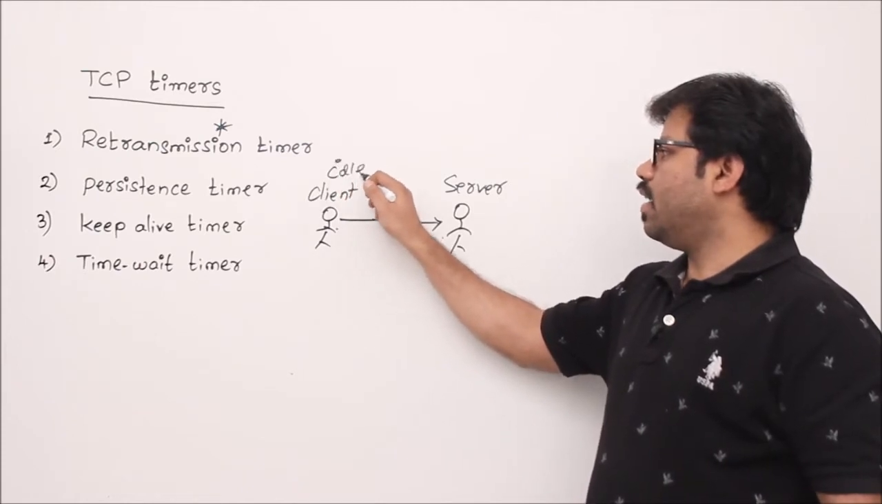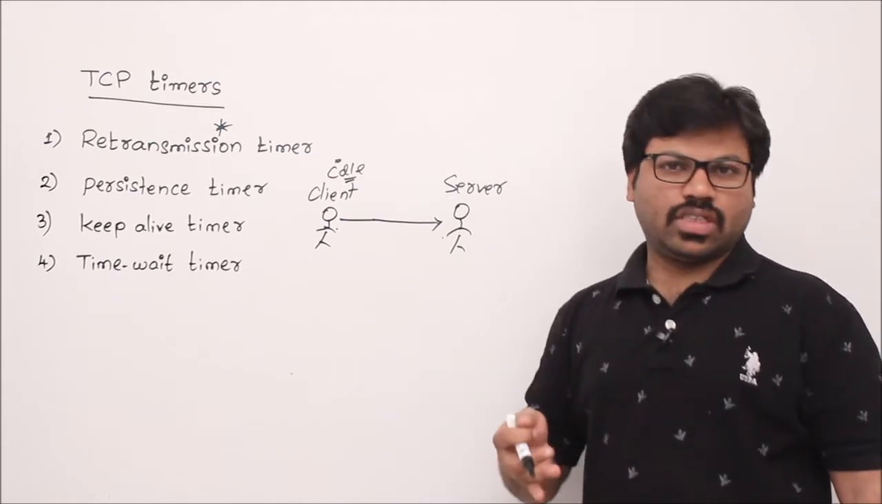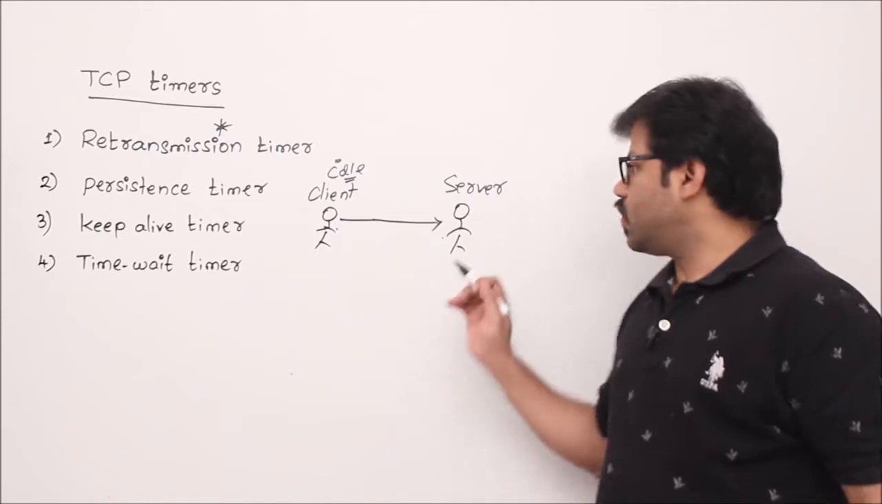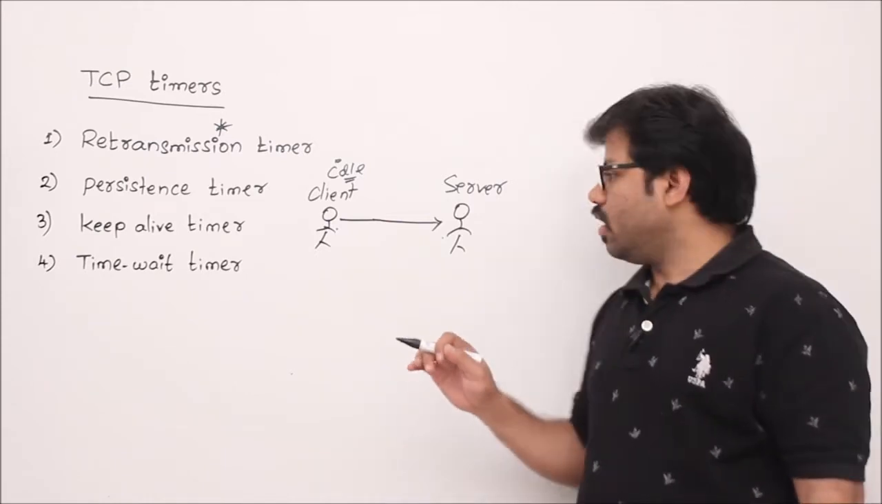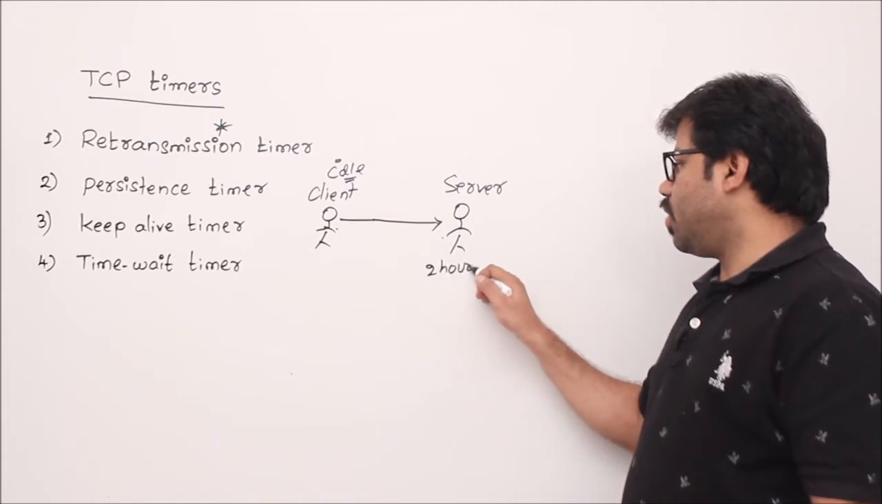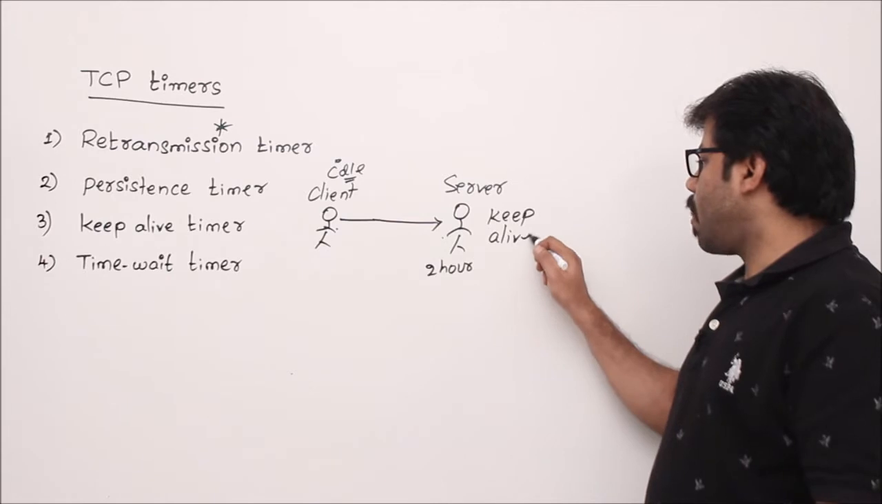If the client is idle for a lot of time, then the server is unnecessarily wasting its resources. Maintaining the connection takes some buffers and so on, right? That's why the server is afraid of that. So usually after 2 hours there will be a timer. That's why the server maintains a keep alive timer.